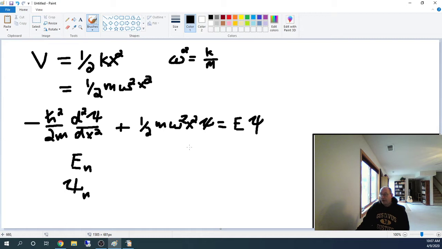And then the energies that arise from it are specific energies. This problem is only solved for particular energies when particular wave functions get put in. It's not just any old functions, very specific functions, and the constant E only works out if the energy is a specific value of energy.